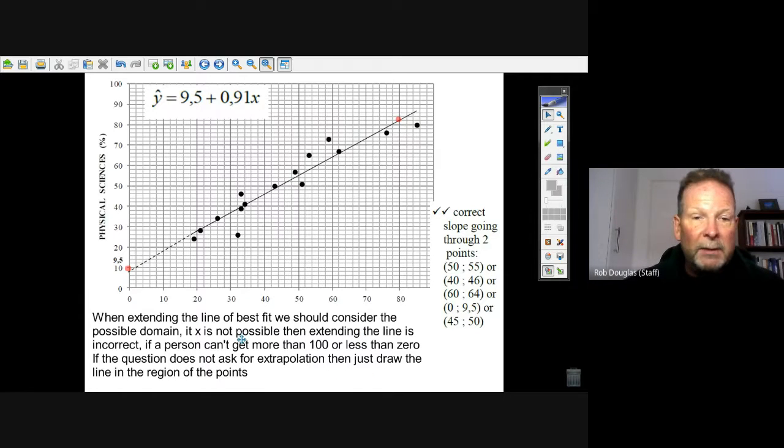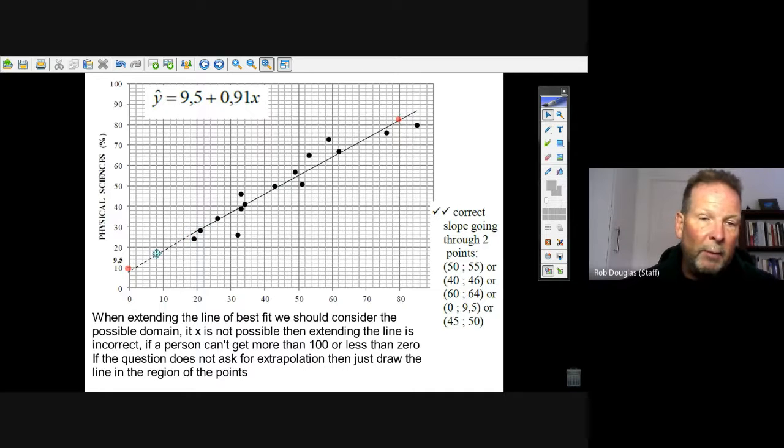Now, there's something else a little bit funny. If you want to extend the line of best fit, you have to consider what's possible for x. People can't get less than 0 or more than 100, so it'd be really crazy to make the line go any further than that. In a lot of graphs, if you're just doing interpolation, they'd like you to just make the solid line through the points. So maybe that's a good way to go.